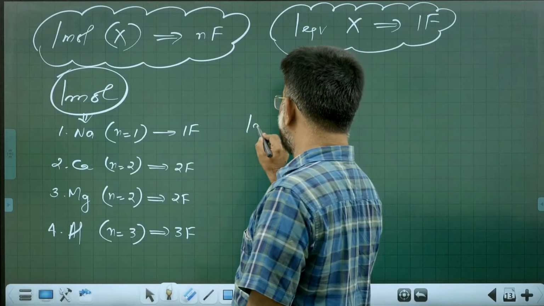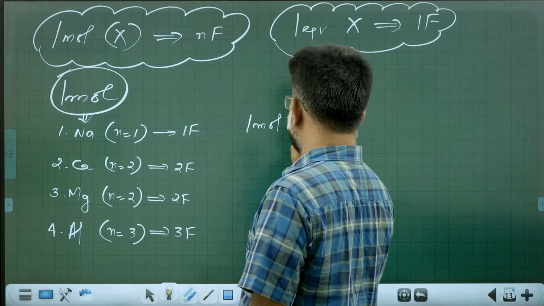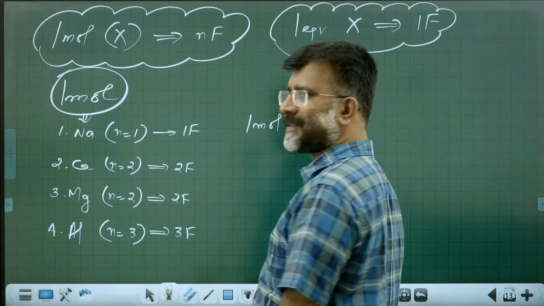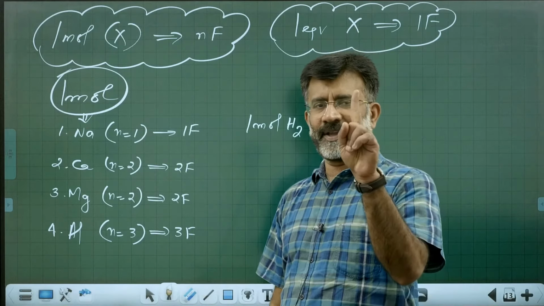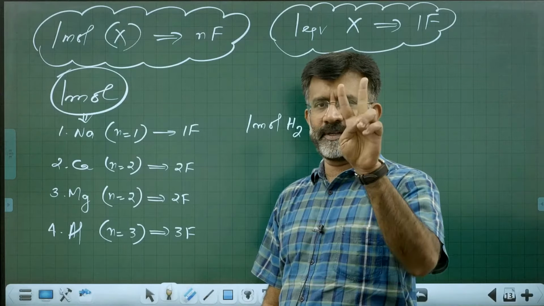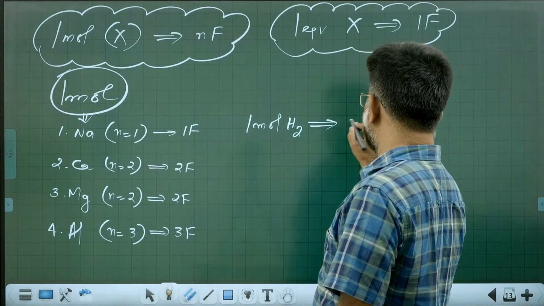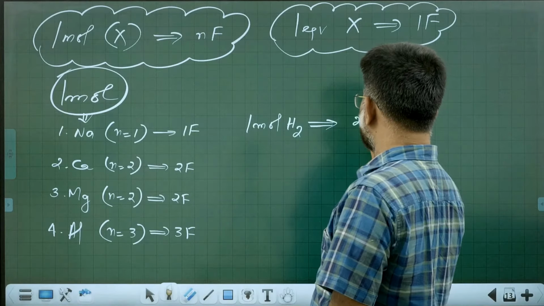What about 1 mole hydrogen? 1 hydrogen is 1 equivalent. H2 means 2 equivalent. So it is N factor 2. It is requiring 2 Faraday.